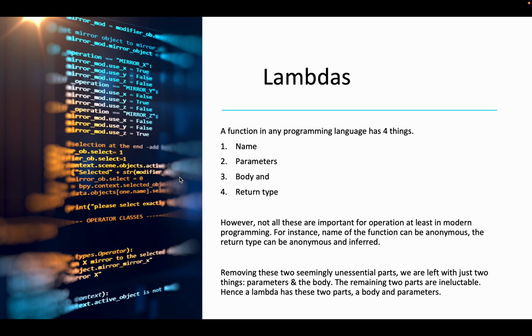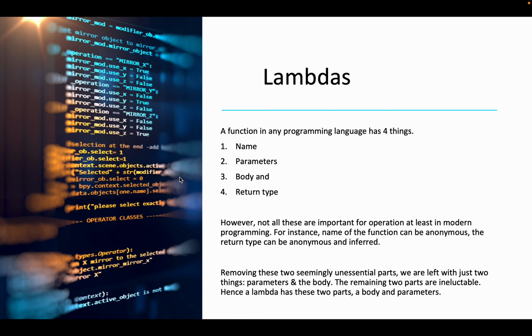So now we see that when we remove these two seemingly unimportant parts, we are left with just two things. We removed the name, we removed the return type. We are just left with two things, the parameters and the body. And these two are ineluctable. In other words, they are unavoidable. Hence, a lambda expression has these two parts, a body and parameters.